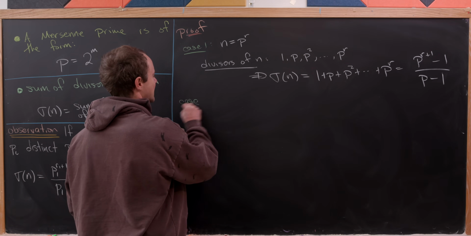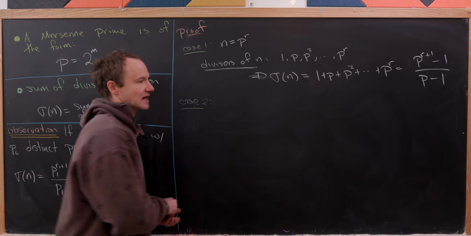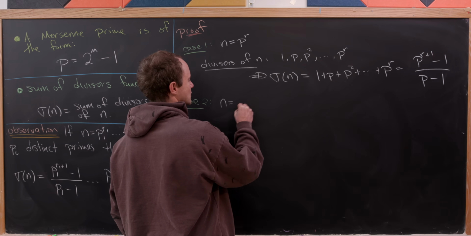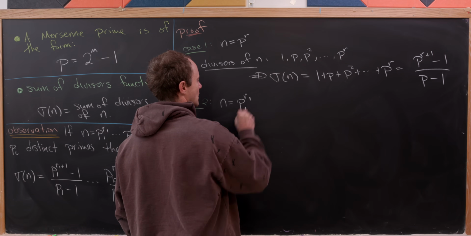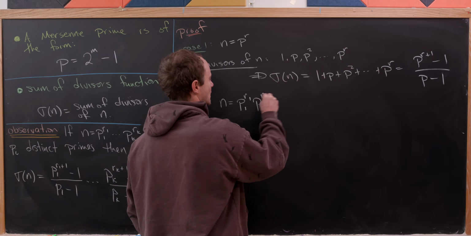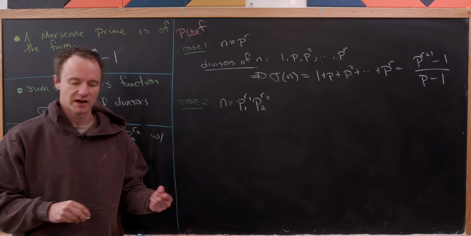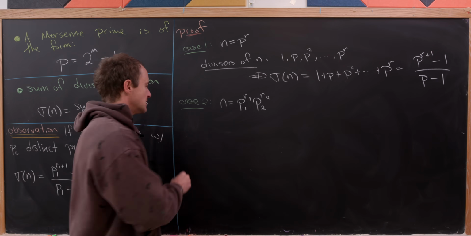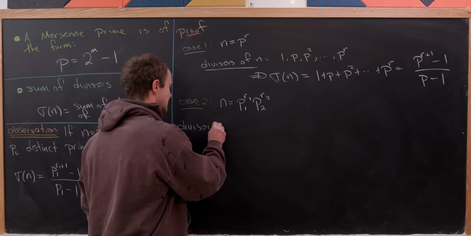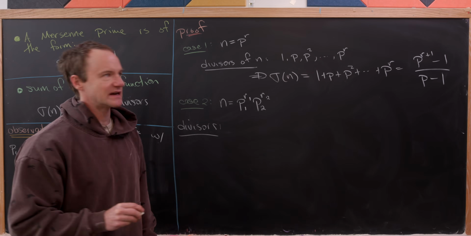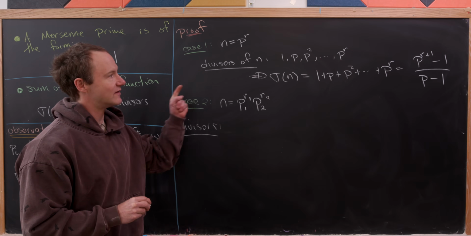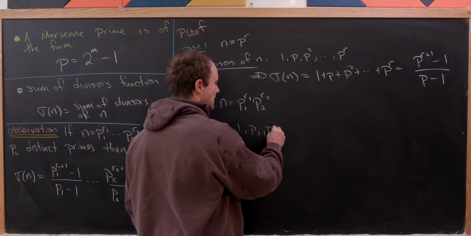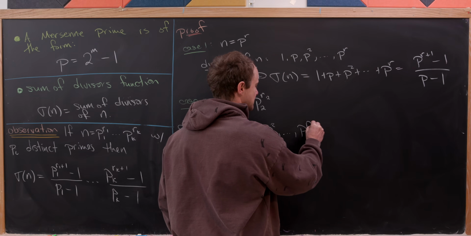Now let's look at our second case, which will be the last case that I do in this sketch of the proof. And that is if we have n equal to, perhaps we'll say, p1 to the r1 times p2 to the r2, where p1 and p2 are distinct. In other words, it's the product of powers of two distinct primes. Now what I'd like to do is lay out the divisors of this, and I'm going to lay them out in an array instead of in a line. So I'll have 1, and then p1, and then p1 squared, all the way up to p1 to the r1.